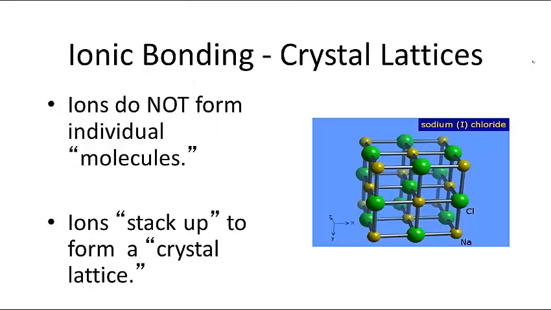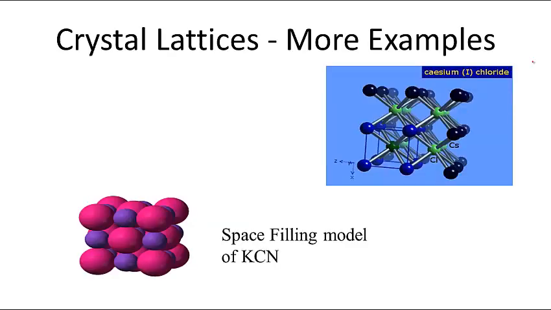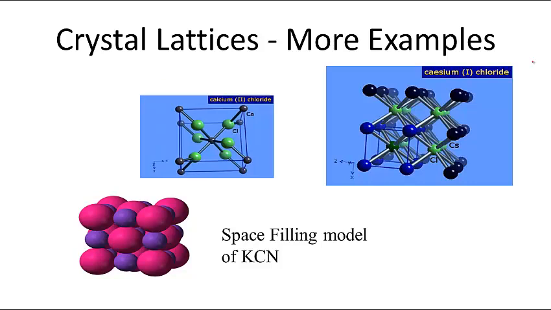Here are just some other pictures of different crystal lattice structures. You can see they all look more or less the same. You've got alternating positive and negative. Their arrangement in space might be slightly different.